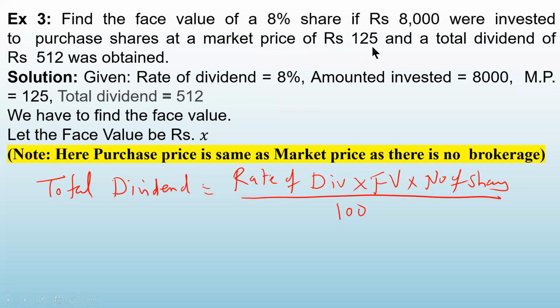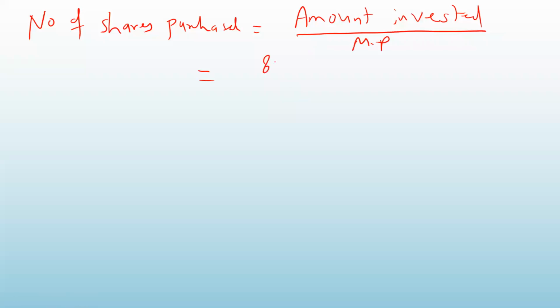How much amount was invested? 8,000. What is the market price? 125. So 8,000 divided by 125 will give me the number of shares purchased. Use your calculator and find out. 8,000 divided by 125 gives you 64. So how many shares are purchased? 64. Though you were not given the number of shares directly, you were told the amount invested was 8,000 and the market price is 125. When you divide amount invested by market price, you get the number of shares purchased.